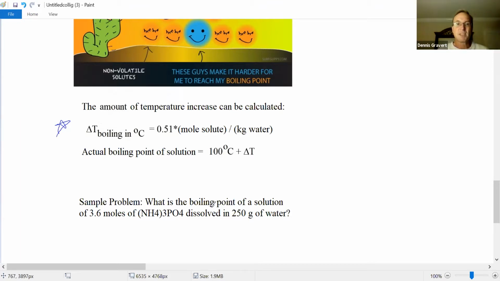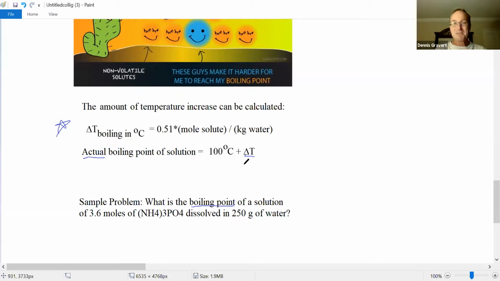The question oftentimes asks, what is the boiling point? And this equation doesn't tell you that. It tells how much it's changed. So the actual boiling point is the amount of change that you just calculated plus 100 degrees, the boiling point of pure water, plus the amount it changed. Add the two together. That gives you the true boiling point.